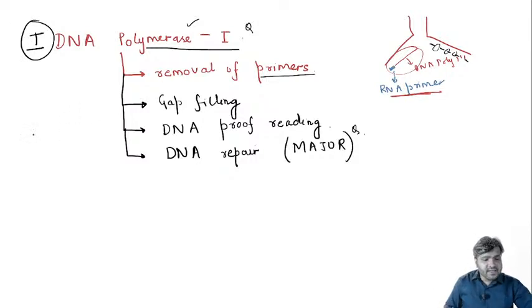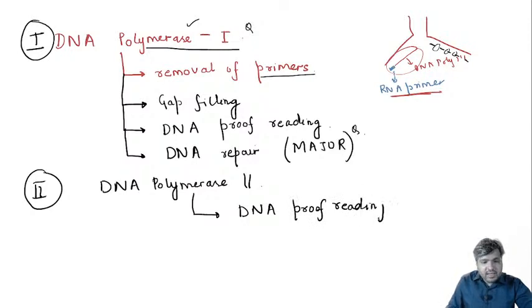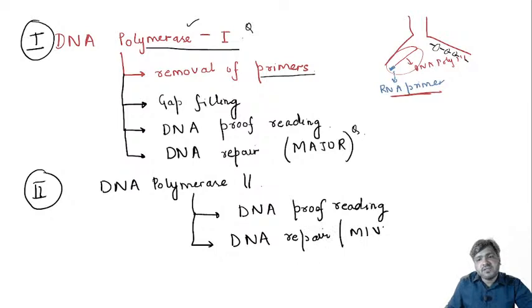Coming on to the next, that is DNA polymerase 2, guys. You already know that DNA polymerase 2 is also involved in DNA proofreading, and it is also involved in DNA repair, but that is the minor function. The majority of DNA repair is done by DNA polymerase 1, but some of the minor DNA repair is done by DNA polymerase 2.